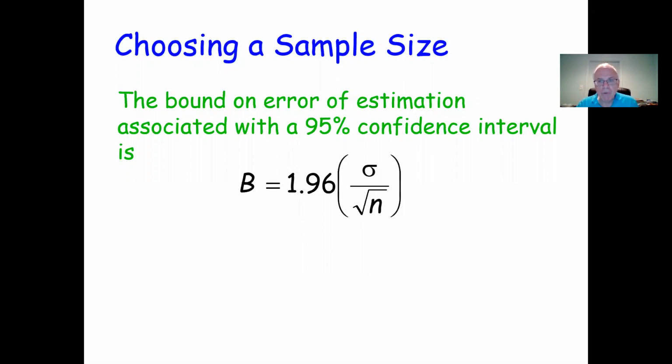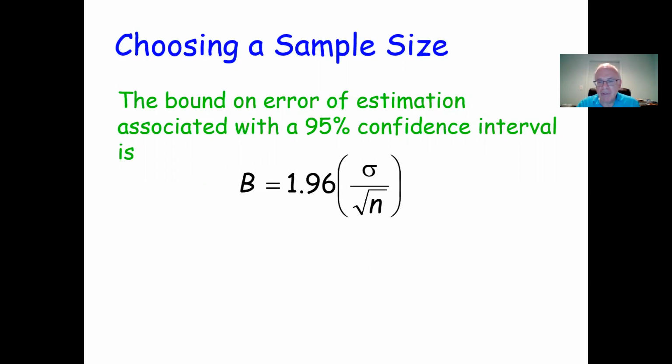Now, here's the key. Even if we don't necessarily know sigma, the population standard deviation, here's the margin of error formula right here. For a 95% confidence interval, it's Z times sigma divided by the square root of n. We cannot use T here, and why? Because we're trying to determine the minimum sample size.